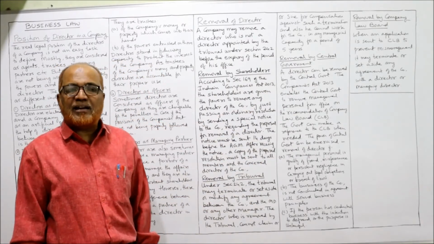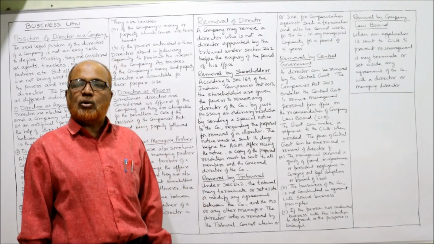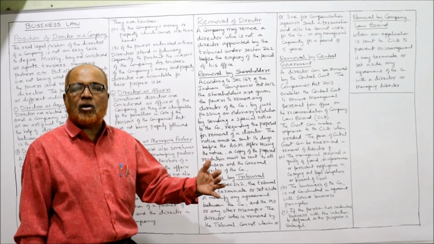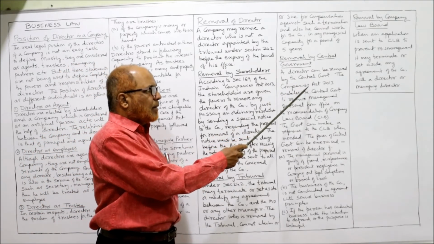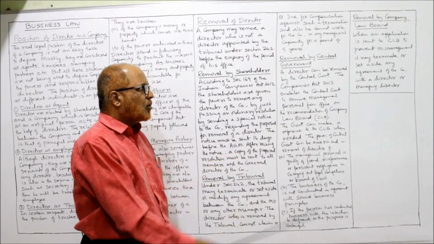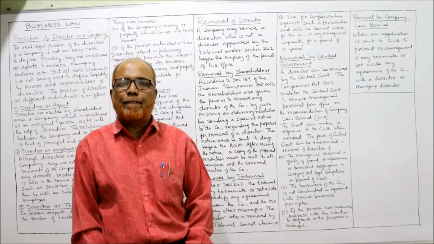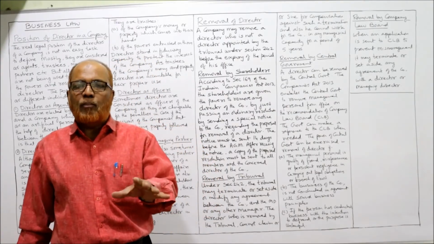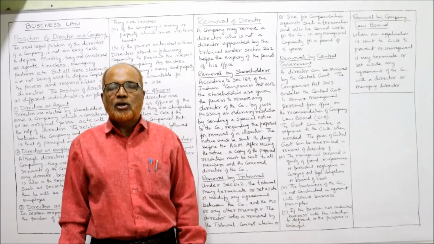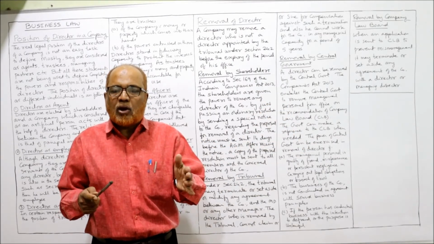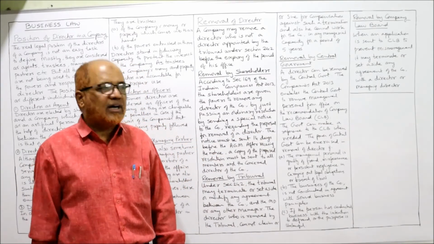Now, removal by central government. The central government also has the power to remove the directors. So under what circumstances will the central government remove the director? Companies Act 2013 enables the central government to remove the managerial person from office on the recommendation of CLB. First of all, the Company Law Board, CLB, must recommend to the central government. So on the recommendation of the Company Law Board, the central government will proceed to remove the director.